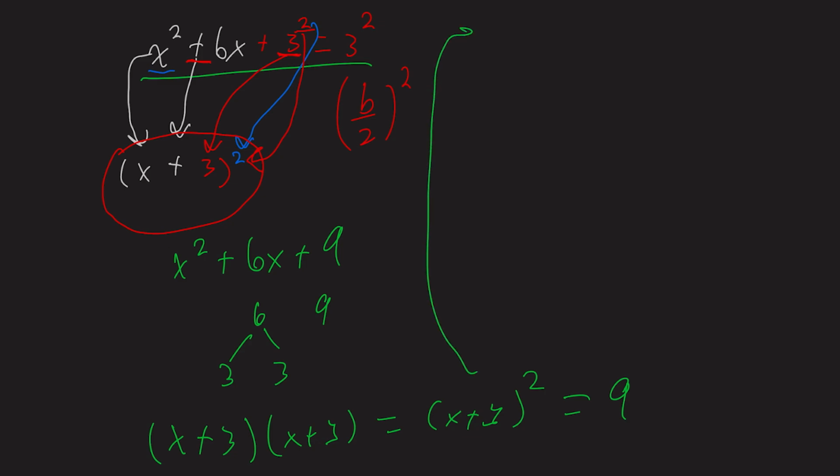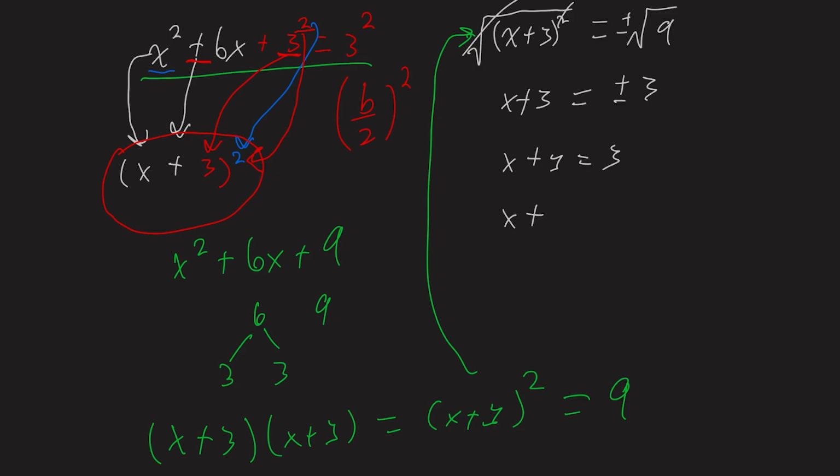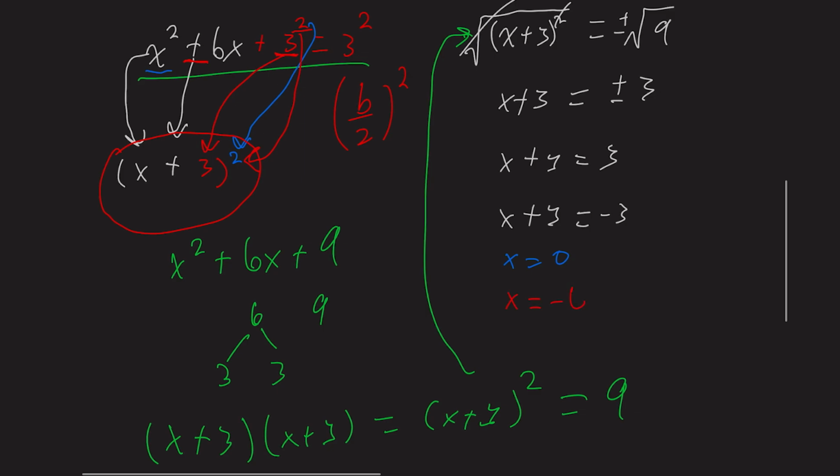And now we can continue solving for the roots back up here. So we're going to take the square root of both sides. The square and the square root are going to cancel out, equals rad 9 plus or minus, which is going to leave us with x plus 3 equals plus or minus 3. x plus 3 equals 3, x plus 3 equals negative 3, and now we're just going to isolate our x. One case is x equals 0, another case is x equals negative 6. And there we just found our roots of this function.